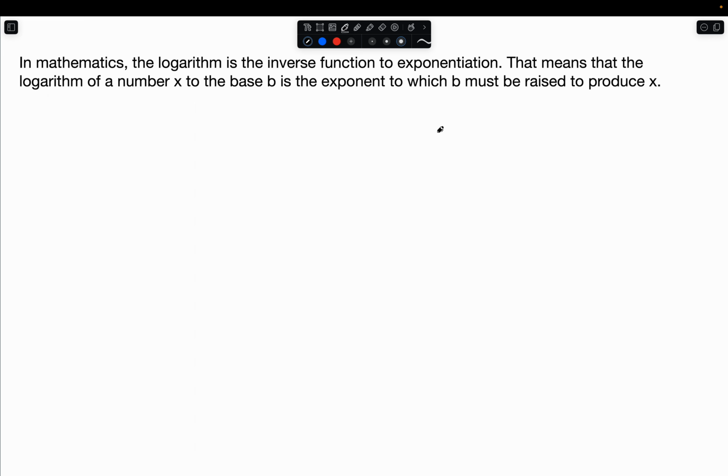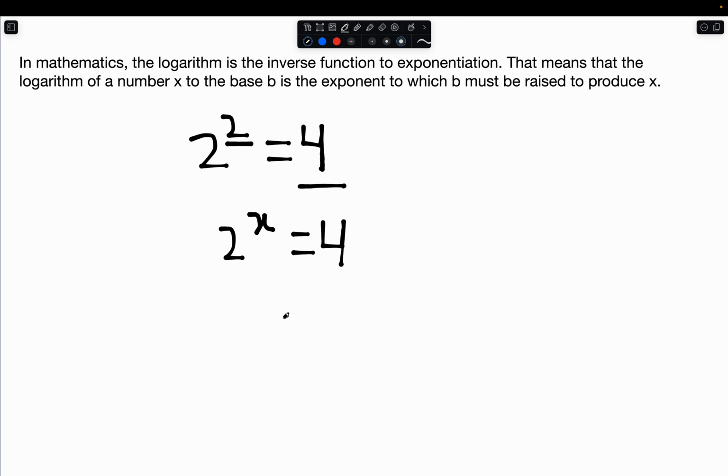So what this means is, let's say we have an exponent. So we have 2 to the power of 2, right? So we know that equals 4. Right. So what a logarithm is, instead of finding the value of this exponent, we're finding the value of this number. So if we did 2 to the power of x equals 4, what is x? So we know that 2 to the power of 2 is 4. So that means that x is equal to 2.